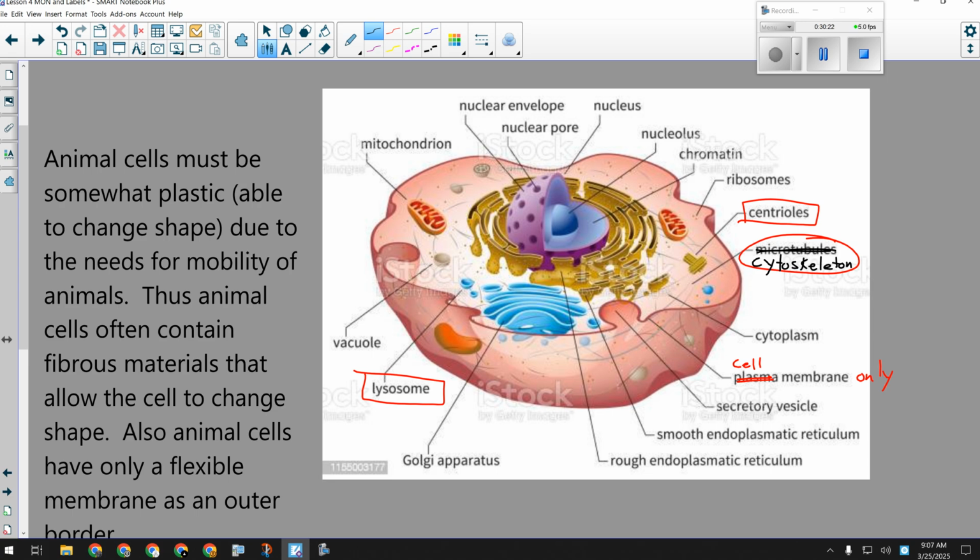Okay, questions there? All right, so the things an animal cell has or doesn't have that are different. They have lysosomes, they digest food. They have the centrioles that help with cell division. They have the cytoskeleton that keeps the cell from changing too much or stretching too much, and they only have a cell membrane, no cell wall. Okay, everybody good there?